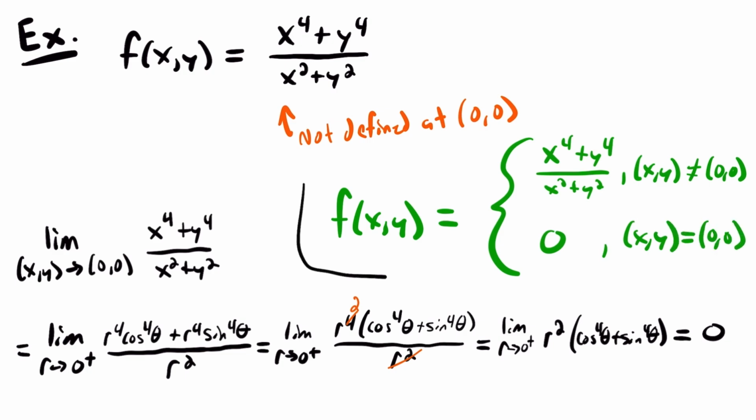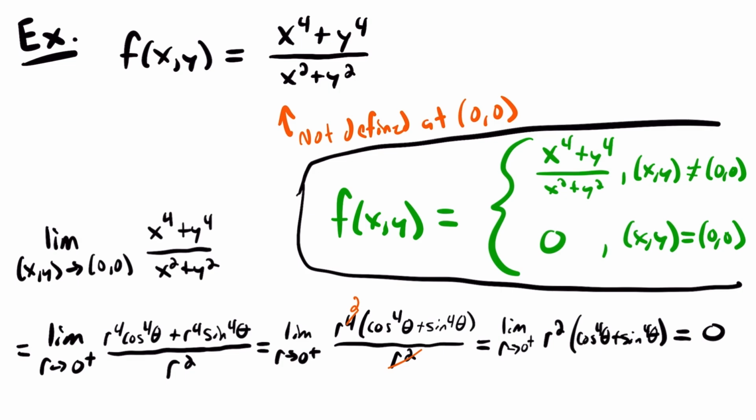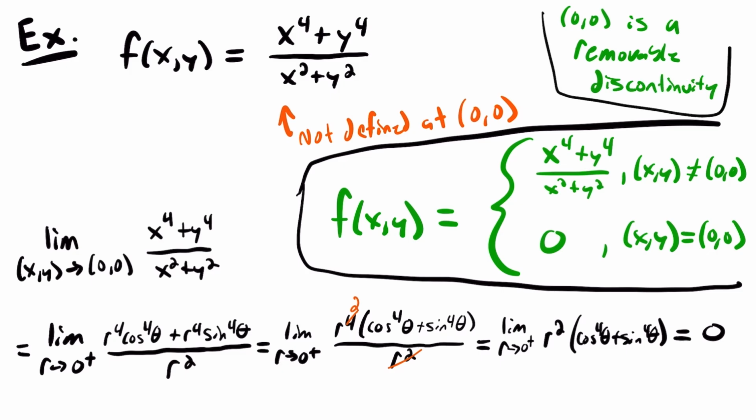All right, you can redefine the function in this way, and now you have removed that discontinuity. Okay, and I didn't write it down, so I'll do it now, but the point 0, 0 is a removable discontinuity. All right, so that is what we have found here.